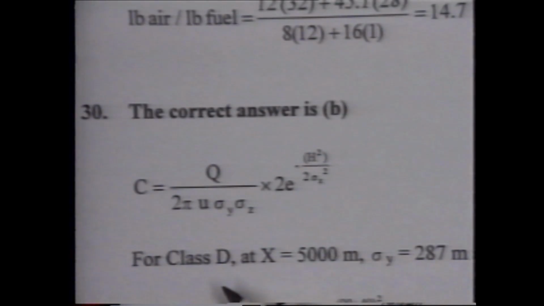Now for class D stability at x equal to 5,000 meters, or 5 kilometers, we can either use the charts in the book to get a quick estimate of sigma y and sigma z as a function of stability class and distance. So we'd find 5 kilometers here, read up to class D, and we have an estimate right there for sigma y. And do the same thing for an estimate of sigma z.